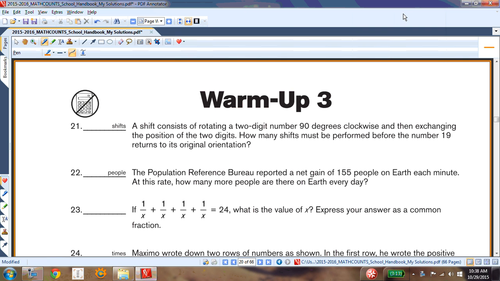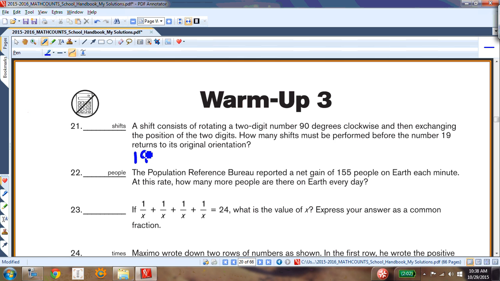Okay, this is warm-up number 3. This is the 2015-2016 MATHCOUNTS book. A shift consists of rotating a two-digit number 90 degrees clockwise and then exchanging the position of the two digits. How many shifts must be performed before the number 19 returns to its original orientation? So mostly the hard part in this is just knowing what a shift is.